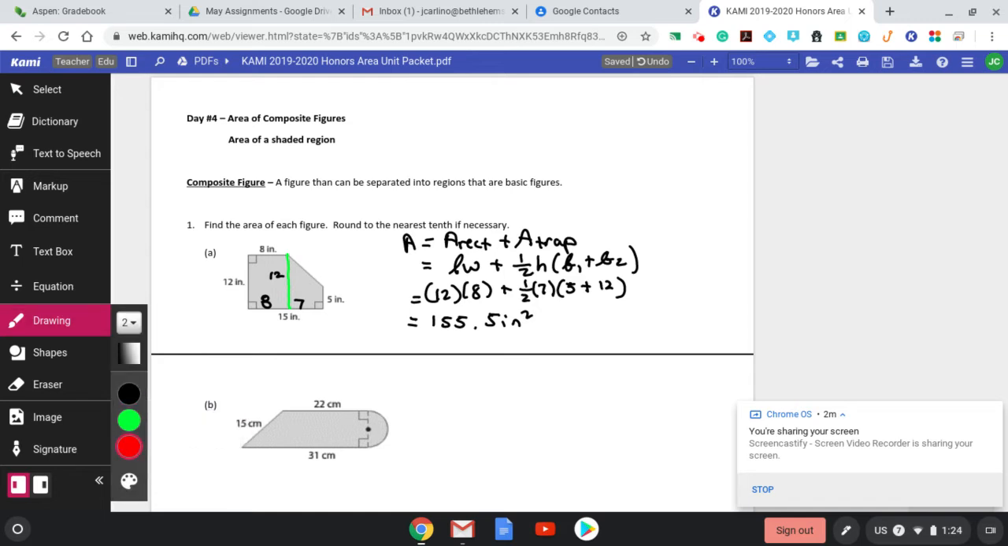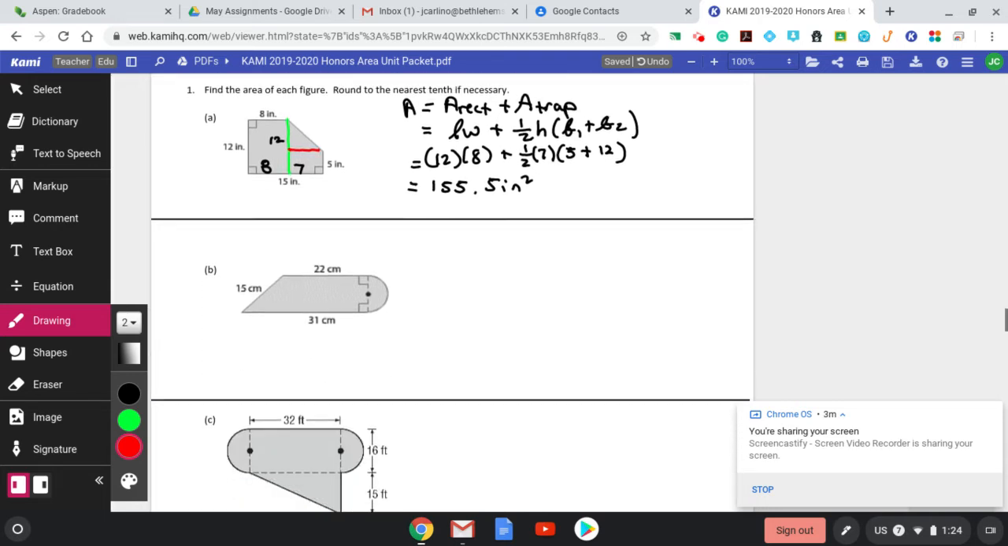If one line's not good enough, you can always draw in more. Hey, if that wasn't good enough, I could also draw in this red line here, and now I have 2 rectangles and a triangle. Fine, whatever gets the job done. It just doesn't have to necessarily be 2 figures. Like, for instance, part B.